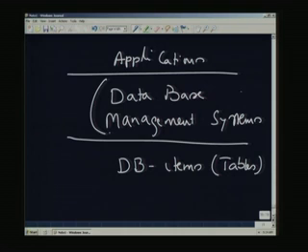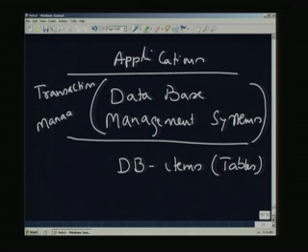a part of the subsystem has to deal with the transactions, and that is basically what we mean by the transaction manager. Now, the transaction manager is part of the DBMS, and it is the one which ensures that as the applications are executing, the serializability condition is actually enforced.